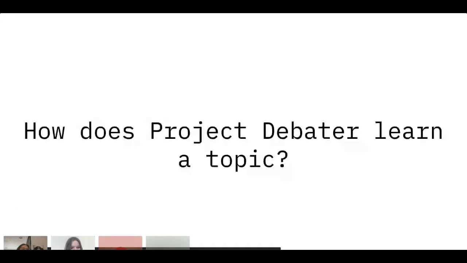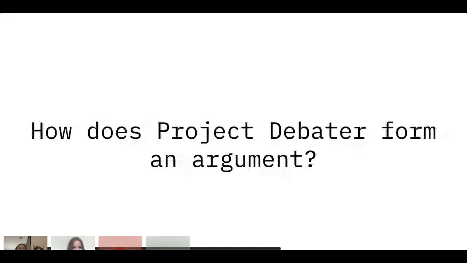Okay, so let's go here. All right, cool, thanks. Okay, so how does Project Debater form an argument? Basically, the position of the argument, how does it know that you are for or against in your argument to the debater? So if you're arguing with the debater, how does the debater know your position on the event? So it does this by understanding, we train it to understand the linguistic nuances of what you're saying.